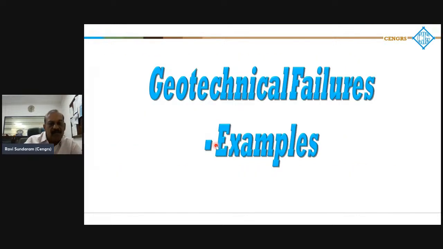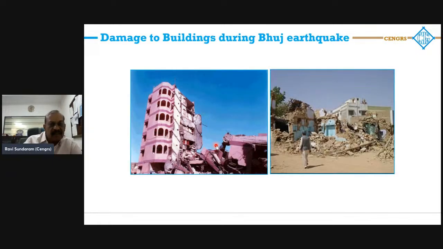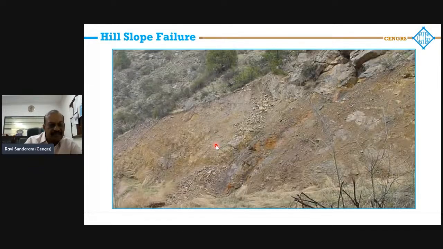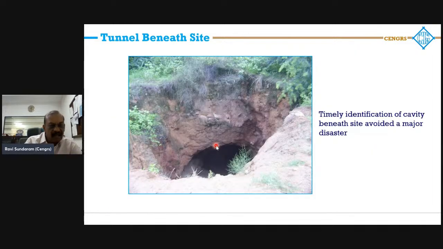Just to give you an example of a few geotechnical failures which could be quite disastrous. So this is the Bhuj earthquake nearly 25 years back. It caused tremendous disaster in Bhuj, nearby places, even in Ahmedabad. This is a hill slope failure. You can see the slope failure here. This was a tunnel within a rock. So timely identification of this tunnel here in Delhi avoided a major disaster.